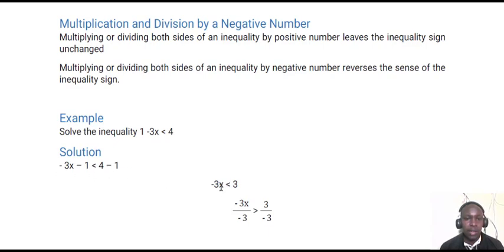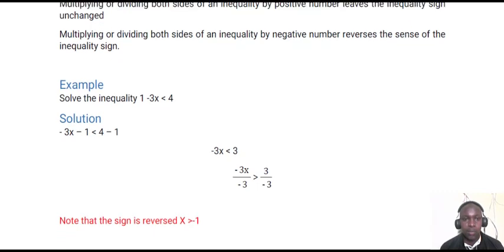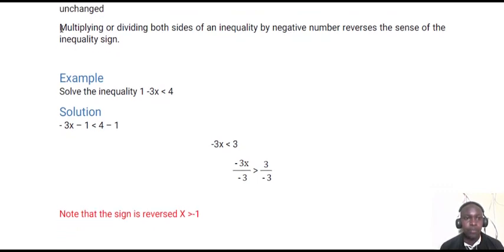We get negative 3x is less than 3, since we have subtracted 1 from both sides. From there, to get x, we divide both sides by negative 3. Now this is what we've just looked at: multiplying or dividing both sides by a negative number. You are dividing both sides by negative 3. So when you're dividing by negative 3, what will happen? The sign will be reversed.